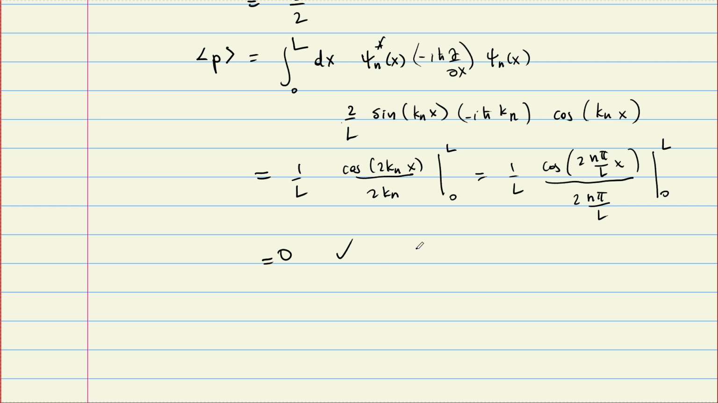So this makes sense since the particle is trapped inside the box. The expectation value of momentum is 0. So basically it doesn't go anywhere. If there was a finite non-zero momentum, that would mean the particle is moving. But if it's in a box, it cannot move. Every time it moves, it's going to bounce off the walls, and the average will be 0.